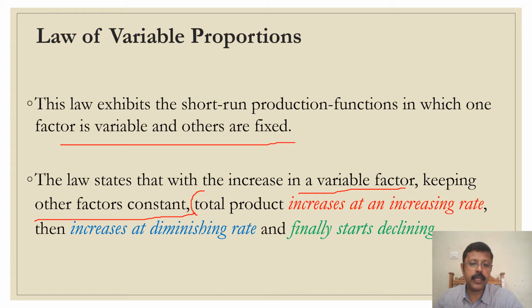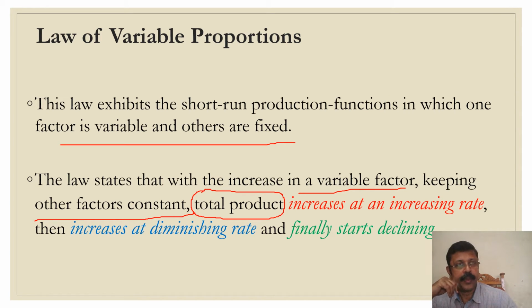then what will happen to the total product? That's what we are discussing here. It increases at an increasing rate, increases at a diminishing rate, and finally starts declining. That means there are three stages to the law of variable proportions.